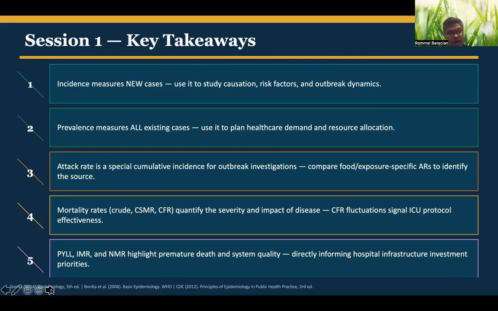Fourth, the mortality rates, whether it's the crude or the case fatality rate, quantify the severity and impact of diseases. For example, case fatality rate fluctuations signal ICU protocol effectiveness. So you have to monitor it closely. Finally, the potential years of life lost, the infant mortality rate, and the neonatal mortality rate highlight premature death and health system quality. They directly inform hospital infrastructure investment priorities, such as neonatal ICU expansion, maternal care programs, and oncology services.